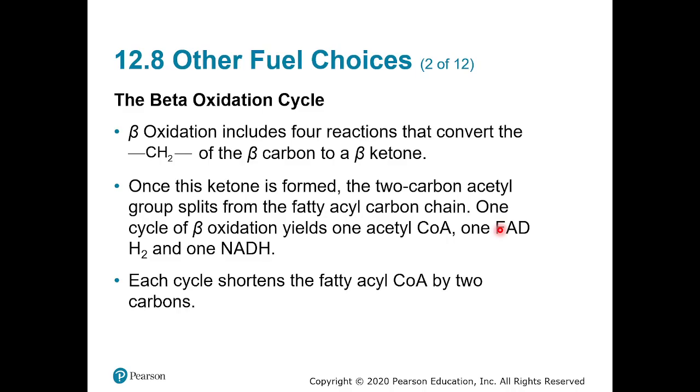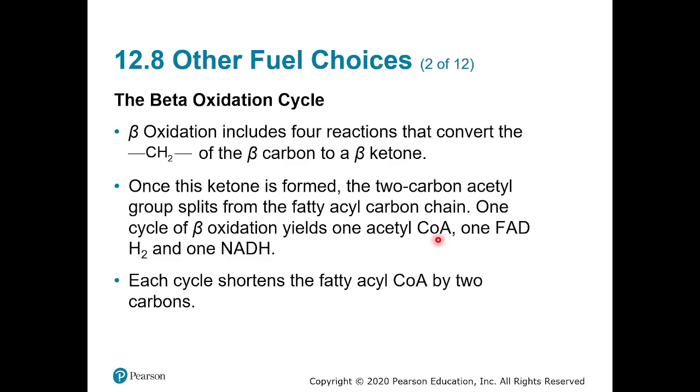Okay. So that beta oxidation is going to include a 4-reaction pathway that converts our CH2 of the beta carbon to a beta ketone so that we can reset this cycle. And so once the ketone is formed, your 2-carbon acetyl group is going to split from your fatty acyl carbon chain. 1 cycle of the beta oxidation will give you 1 acetyl-CoA. It will also give you an FADH2 and 1 NADH.